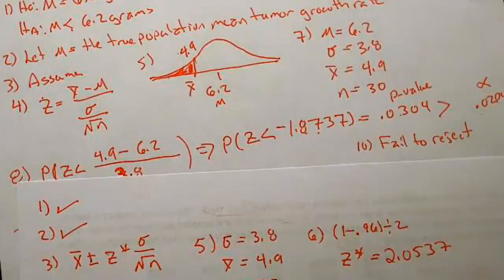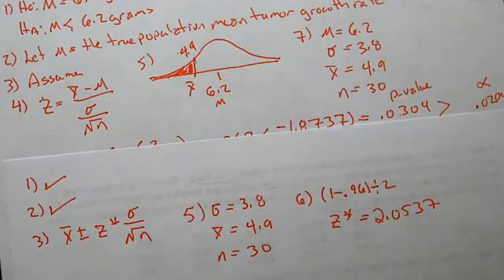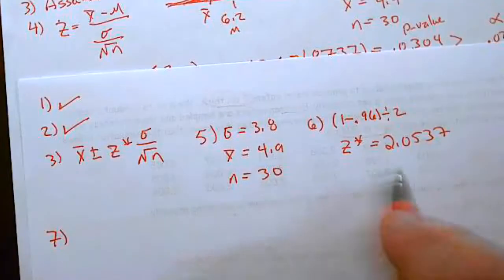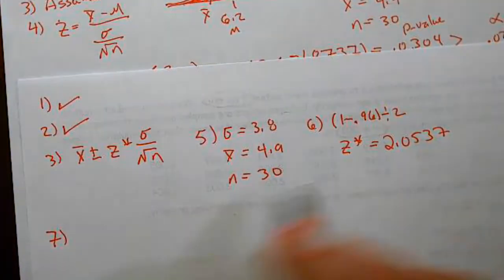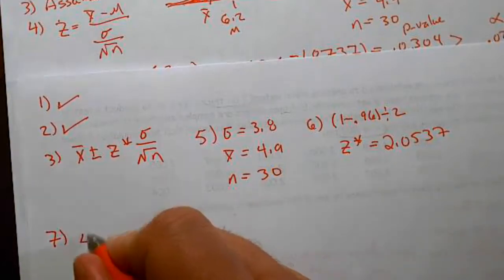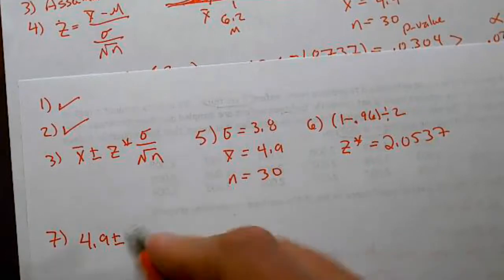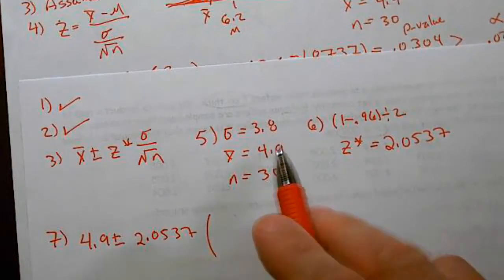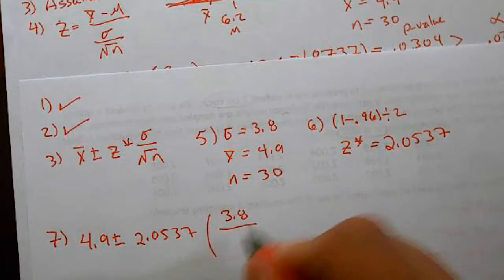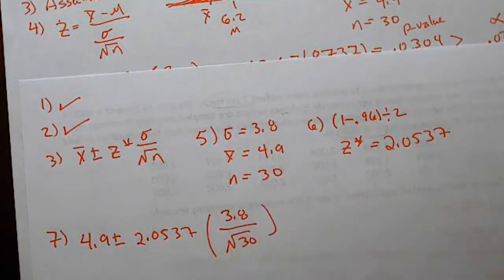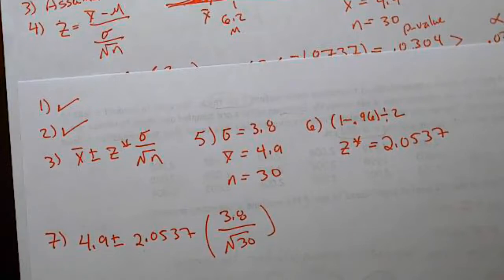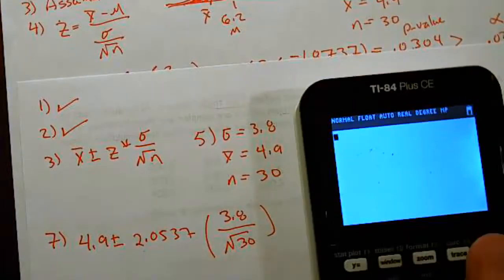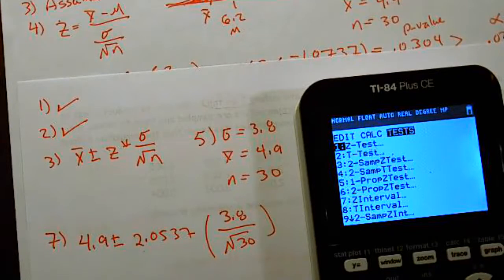Okay. Then number 7. We're going to plug in, and our plug-in is going to look like this. 4.9 plus or minus 2.0537 times standard deviation of 3.8 divided by the square root of 30. So stat test number 7 is Z interval.